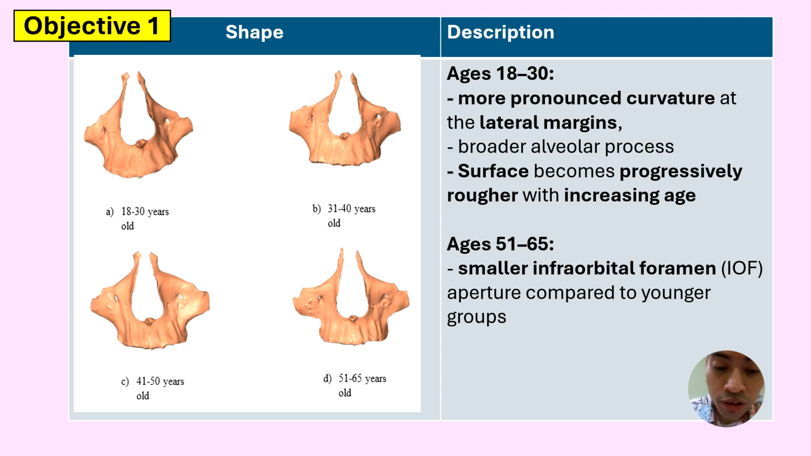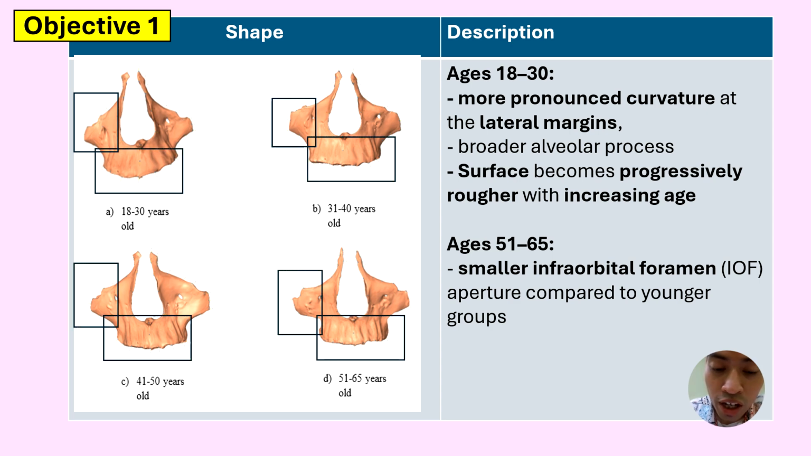Shape visualizations also demonstrated a few shape changes, for example, at the lateral margin of the bone, on the alveolar process of the bone, and on the infraorbital foramen of the bones among different age groups.